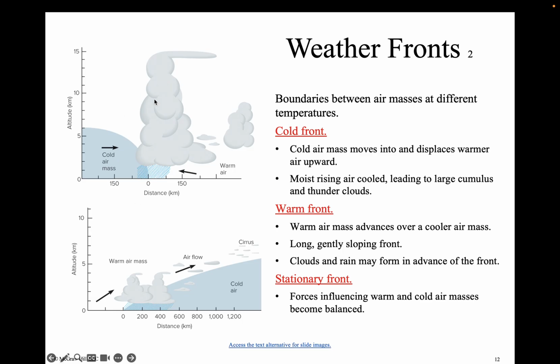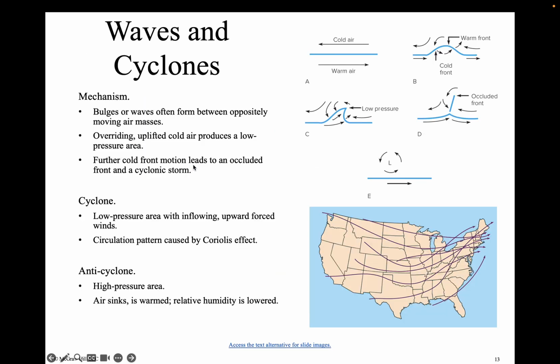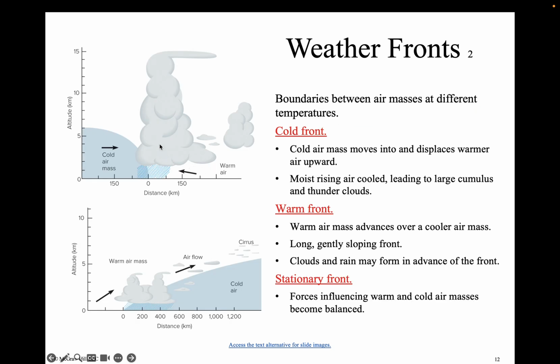Okay, so here I have these two fronts sort of represented. So here you have the cold front, and then here you have the warm front. The cold front is when the cold air moves and displaces the warm air upwardly, and then in this process, if the air is moist, the air will go up, and as it goes up, it cools back down, and then this leads to the accumulation of clouds, and then it eventually rains.